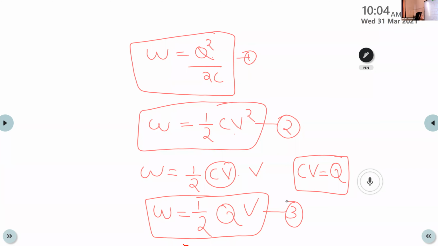So you may study these three equations for the work done by the potential in order to store the energy in a capacitor. It will be helpful for you in doing the numericals.